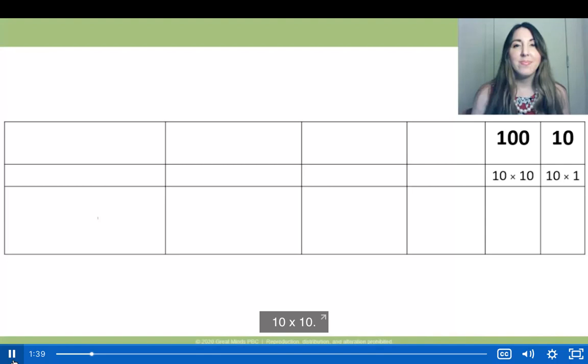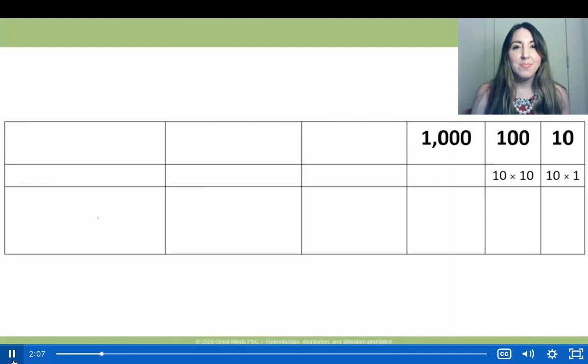The next number for our chart is 1,000. And I hope that you're noticing that our chart is starting to feel like a place value chart. Now let's think. What is a multiplication expression using only tens as factors that will give us a product of 1,000? Ten times 10 times 10.